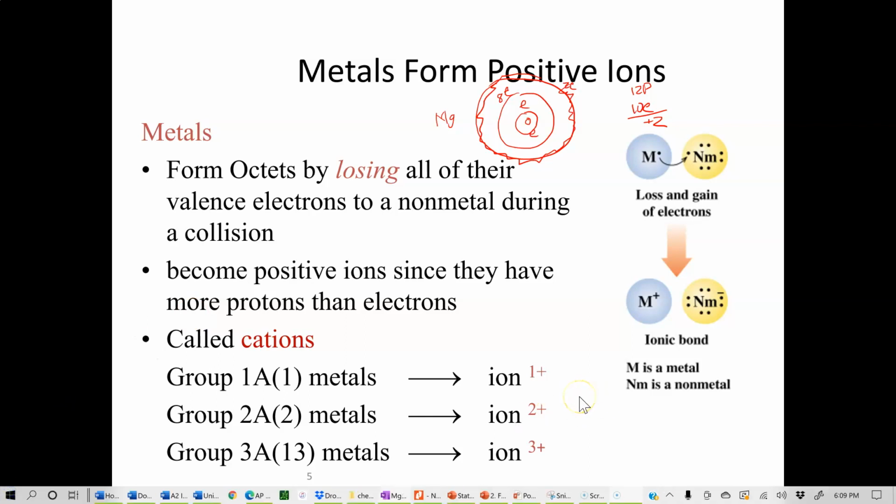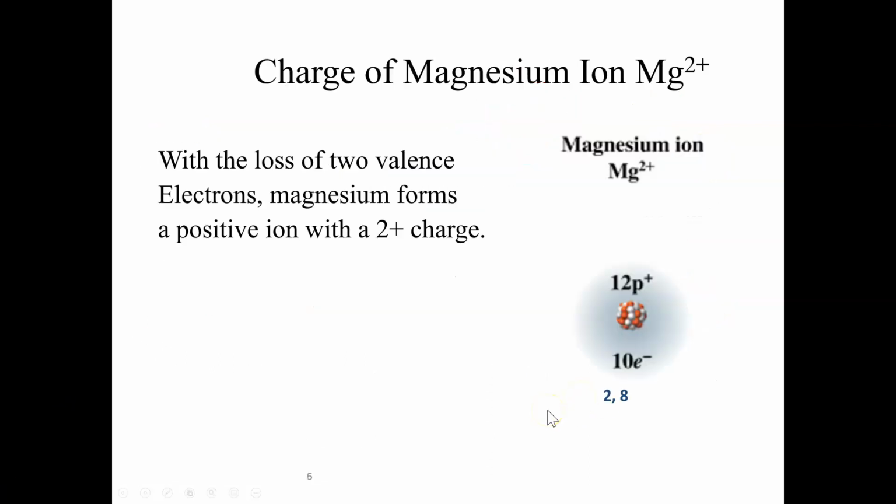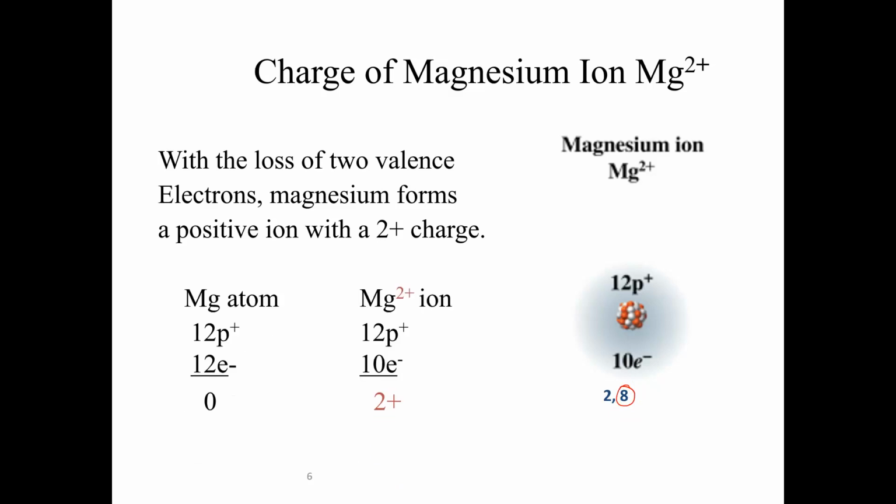So moving on now, checking out the other variations. So here's magnesium again. This is the reason it gets a positive 2 charge. Remember, it has 12 protons, and we talked about it lost 2 electrons, and now its outermost ring has 8 electrons. That's how it got its octet. And if you want to see the math, you can see what it was before. 0 charge, equal protons and electrons, and now it's a positive 2 because it lost 2 electrons.